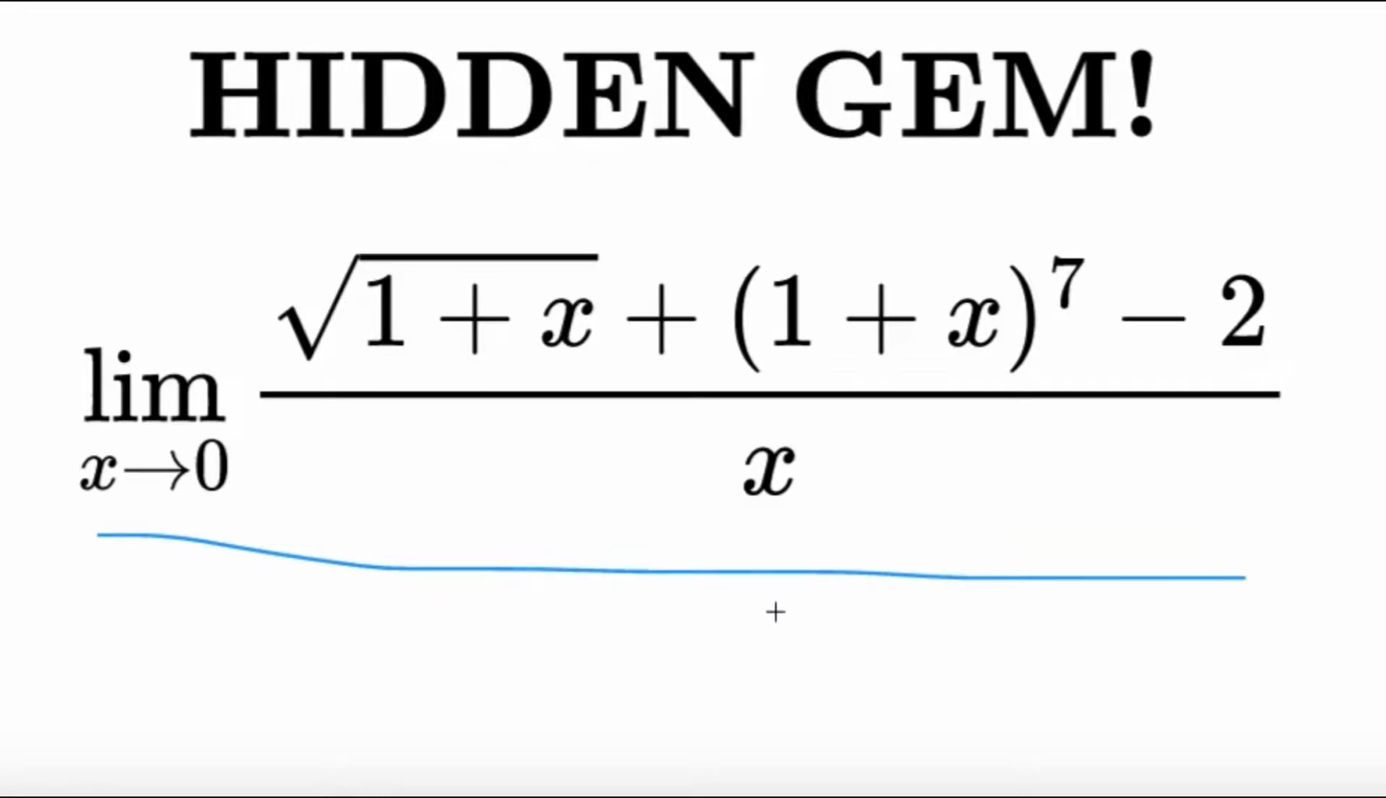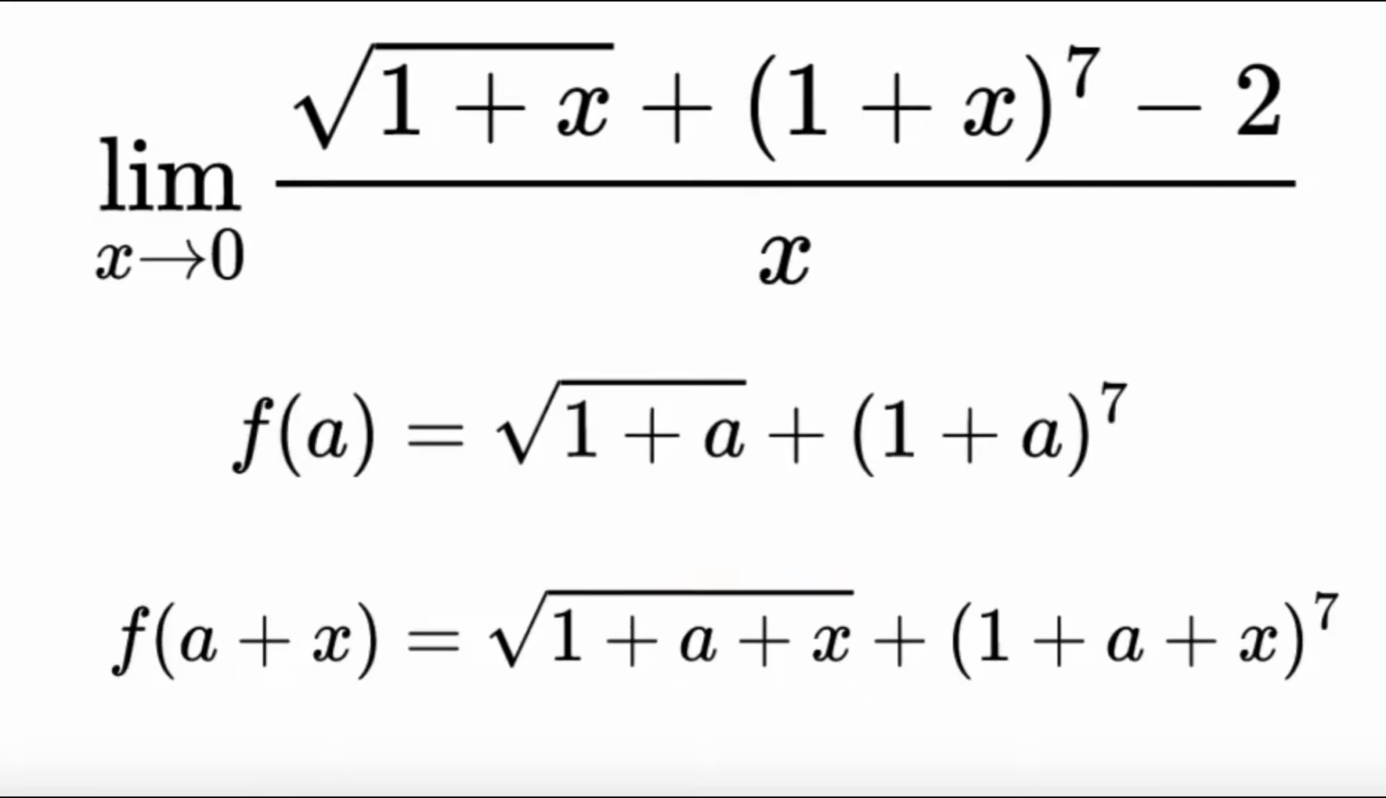But don't worry, in every ugly problem, there's always a hidden solution, a hidden gem to this item, and indeed there's a very beautiful solution to this, so let's dive into it. So let's define a function f of a. Now let f of a be equal to the square root of 1 plus a plus (1 plus a) raised to the 7th power. I'm trying to clean up some mess here. You'll see why I let this be the function.